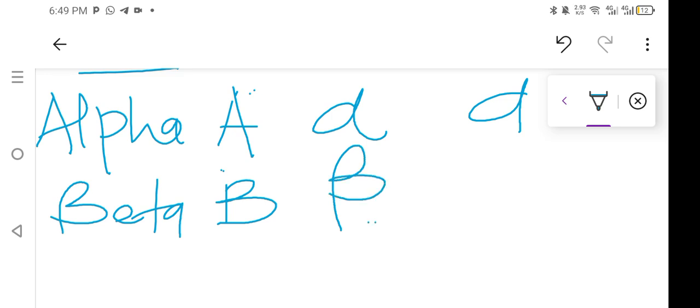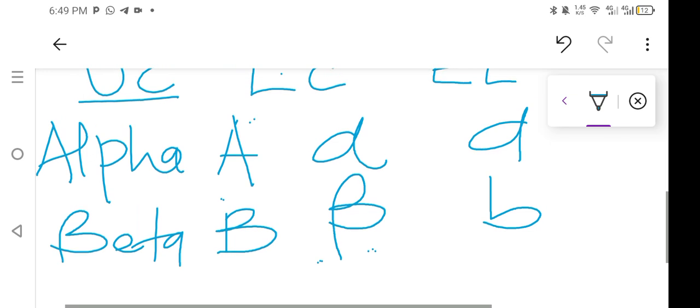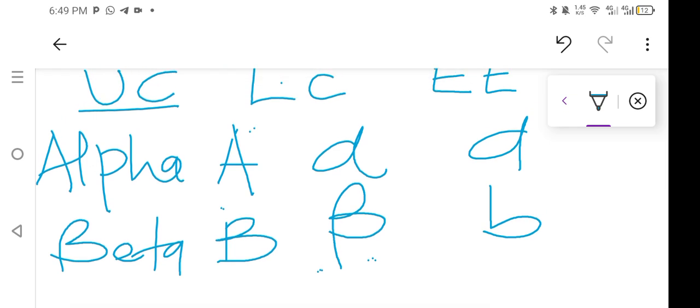Notice how the beta is very similar to the uppercase, but the difference is this one has a tail and the uppercase does not have a tail. And that is equivalent to the English letter B, as we would say, like the word ball, right? That's the second letter of the alphabet. So far we have two letters, alpha, you notice how it's written, and beta, that's the second letter.